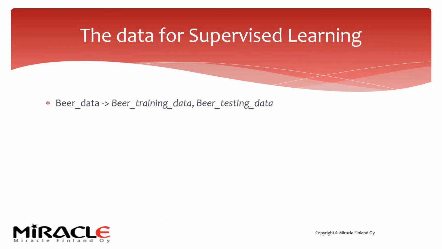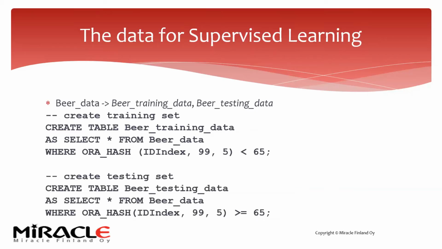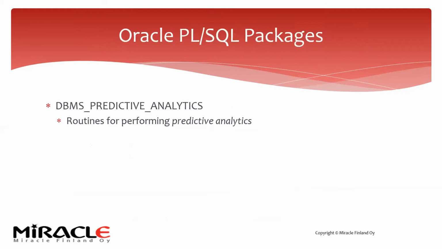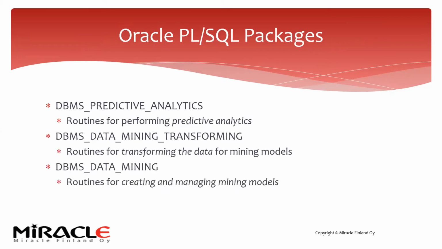So now we are dividing the data into training and testing. This is a simple algorithm. This is probably not the best way to do it, but just to divide it in two data sets. There are three different PL/SQL packages in the database that we use for machine learning. The first one is DBMS Predictive Analytics, which has all kinds of routines for performing predictive analytics, kind of simple machine learning. This is my own word for it. DBMS Data Mining Transform, which has all the routines for the transformations you have to do for the data before the data is ready for machine learning. And last but definitely not least, DBMS Data Mining, which has all those routines for creating and managing the machine learning models.